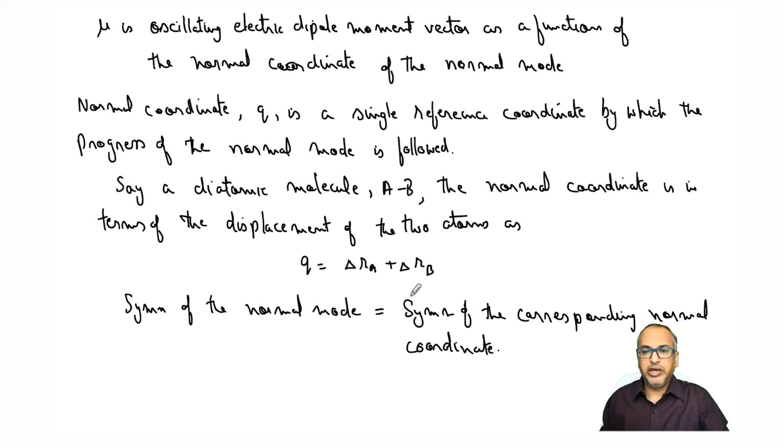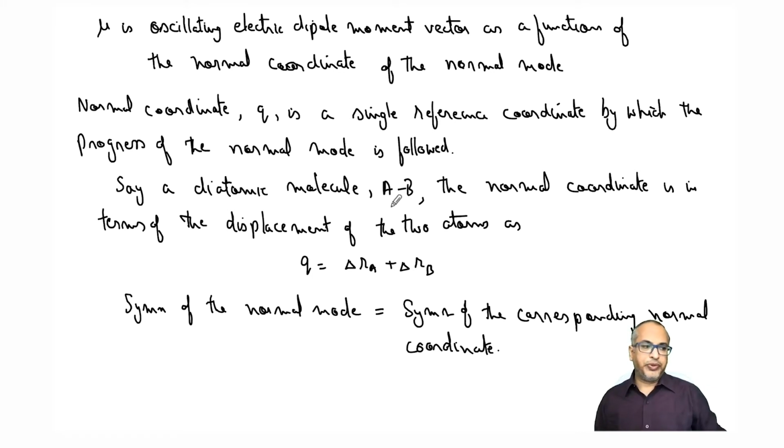Again, we will see why we need the symmetry of the normal coordinate. It will come in the Hermite polynomial later. But the idea is that the symmetry of the normal mode, which we have seen in the last lecture, how do we find out the symmetry of a normal mode? It is basically the same as the symmetry of the corresponding normal coordinate. So the symmetry of Q is the same as the symmetry of the corresponding vibrational mode.